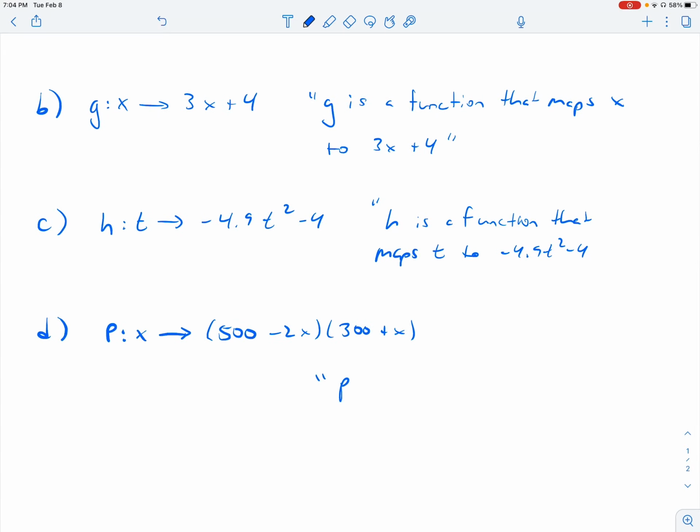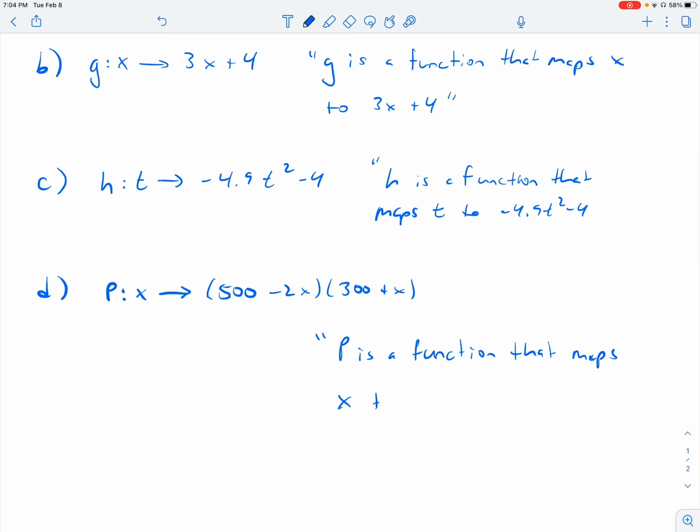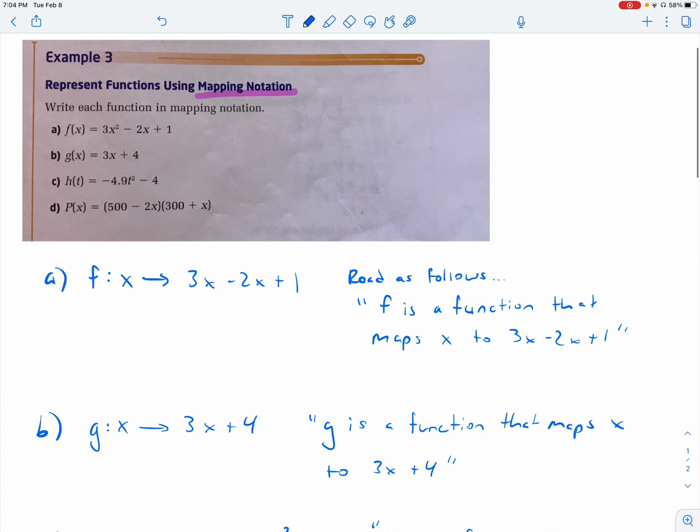Okay, we would say p is a function that maps x to 500 minus 2x times 300 plus x. Okay, and that is basically it for mapping notation.